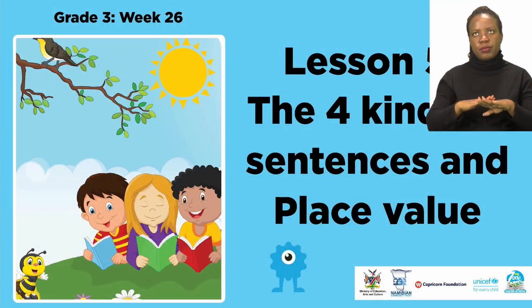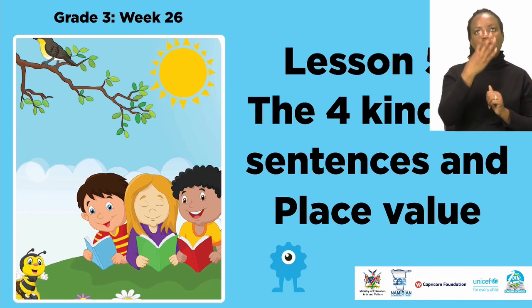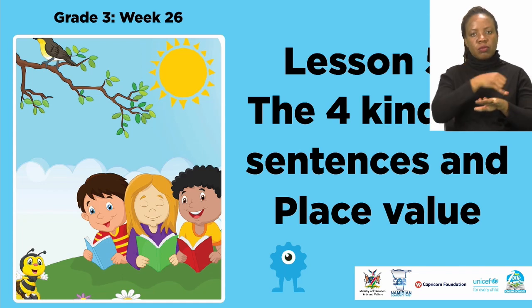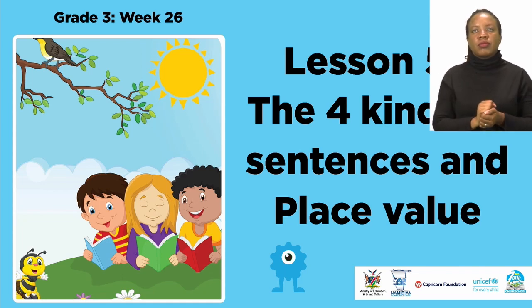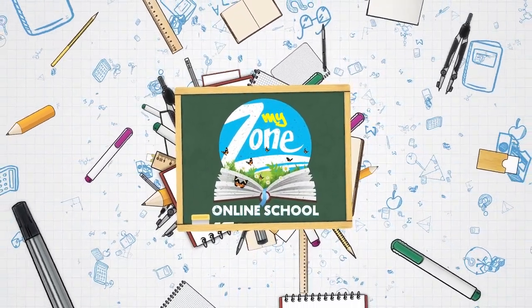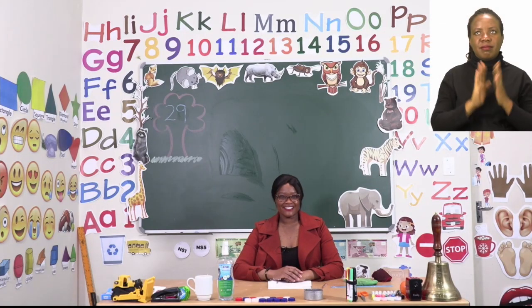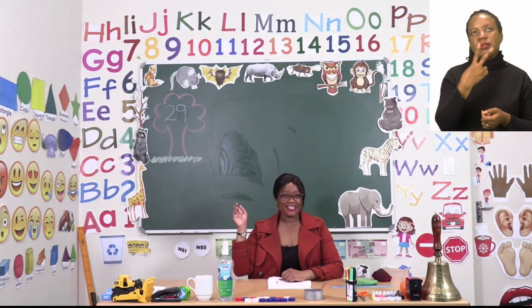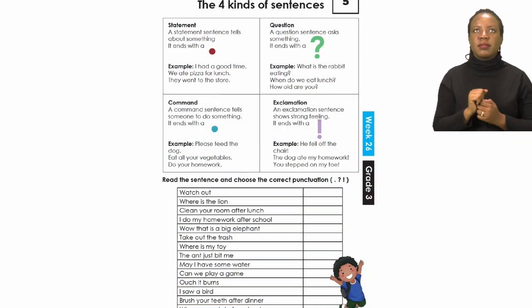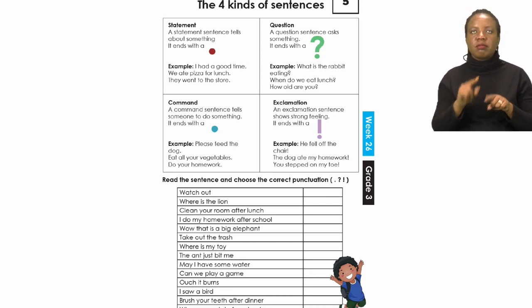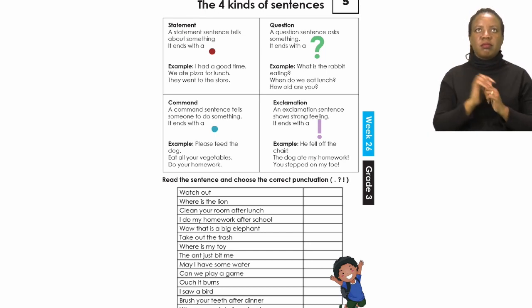For today's lesson, we are going to be talking about the 4 kinds of sentences and place value. For our lesson, boys and girls, let us all start by going to page 29. On page 29 today, we are going to do the 4 kinds of sentences. Let's read what each of them are talking about.